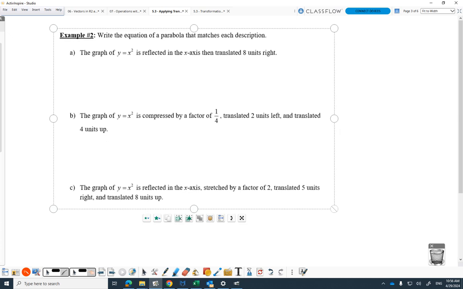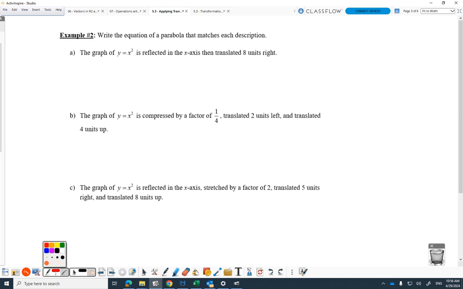Well, now we're asking for some cleverness to be able to tie this all together. Here's another version of the question. Write the equation that matches the description. We were doing write the description given the equation.